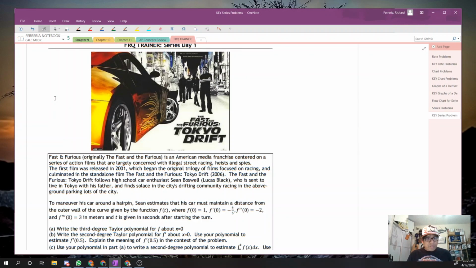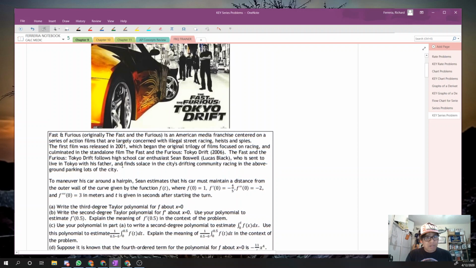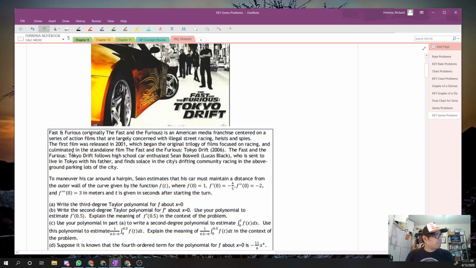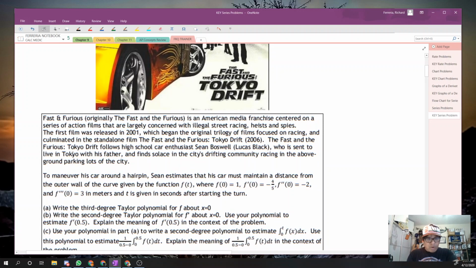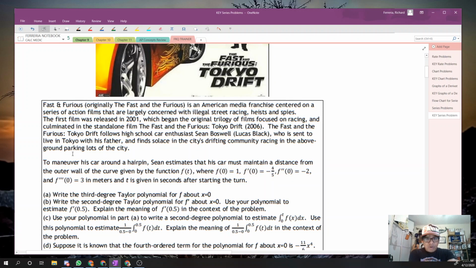Okay, these problems are going to come to us via Tokyo Drift, which is a movie in the Fast and Furious franchise. You can basically read through all this stuff yourself, but here is a situation that I have us modeled with. In order to maneuver the car around a hairpin turn, Sean estimates that his car needs to maintain a distance from the outer wall modeled by the function f of t. You have a bunch of derivatives. And it's given in meters, and t is seconds from starting the turn.